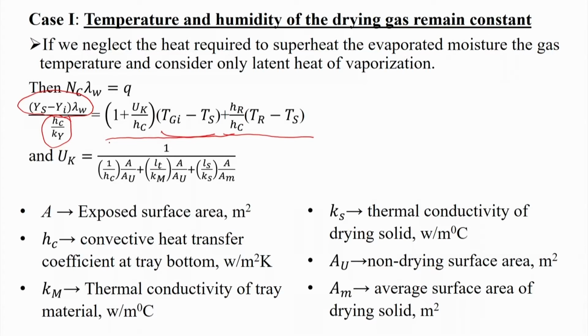And U_K is obtained using the average surface area and the non-drying surface area, where h_C is the convective heat transfer coefficient at the tray bottom, k_M is the thermal conductivity of the tray material, and k_S is the thermal conductivity of the drying solid.